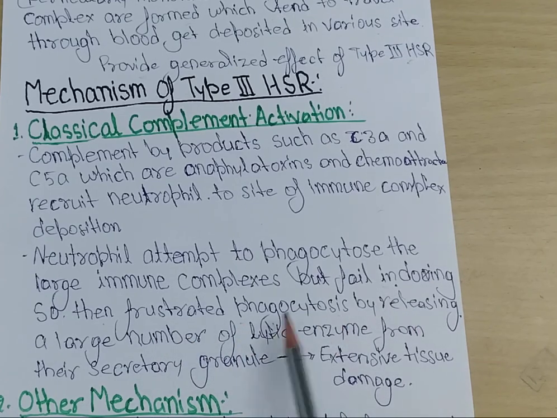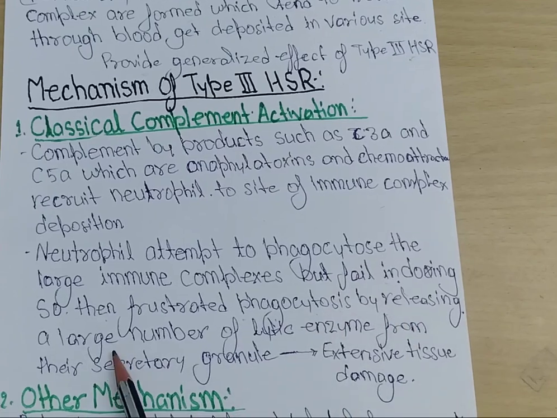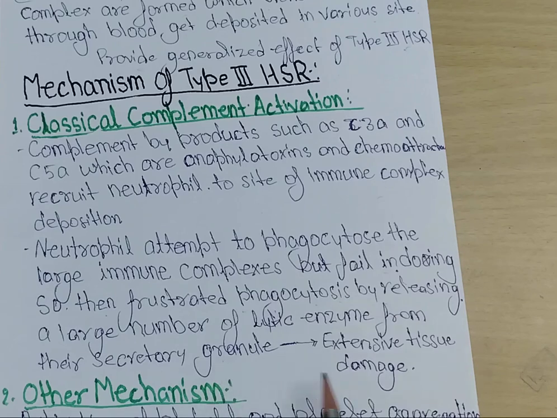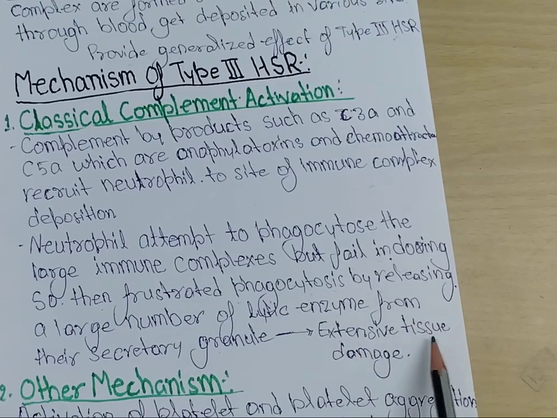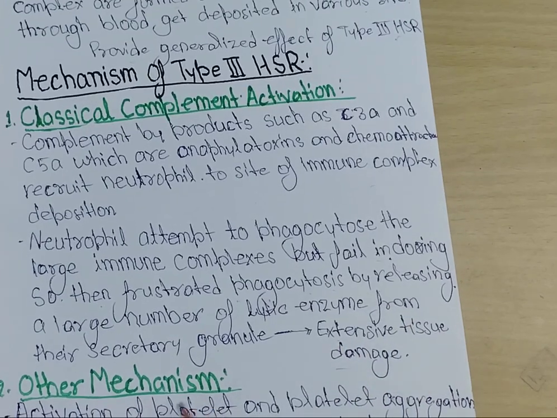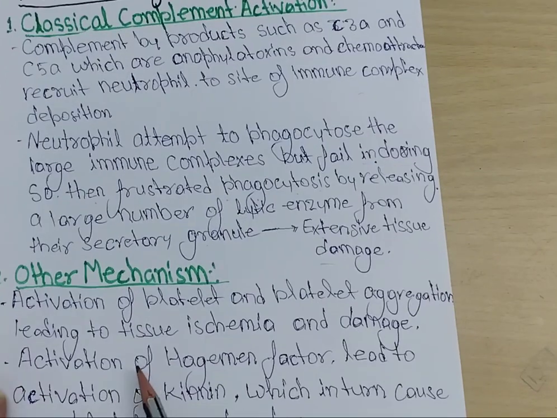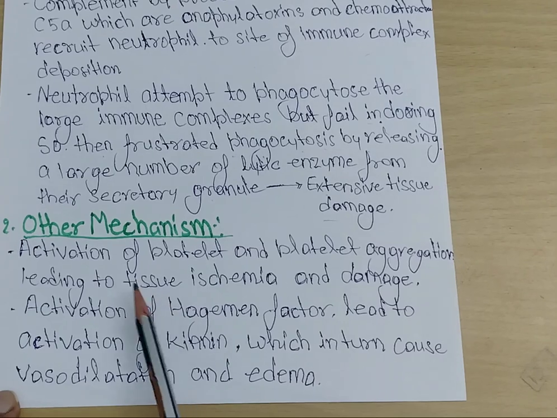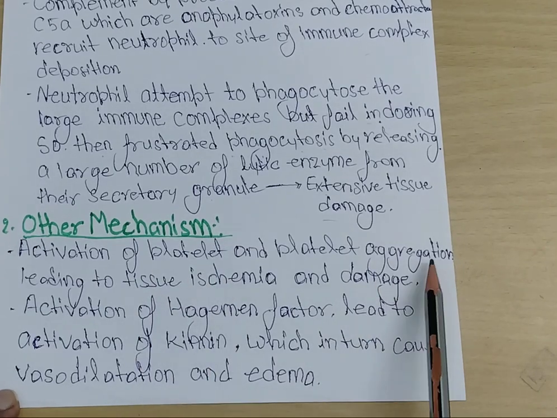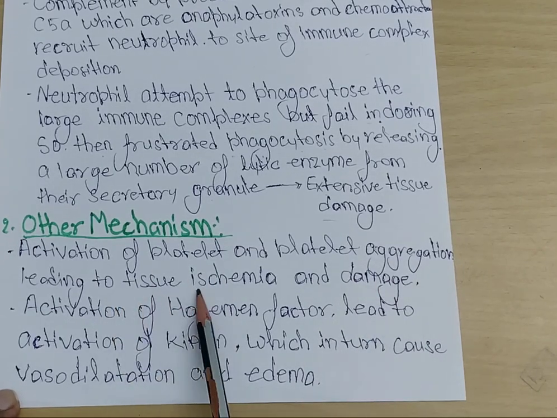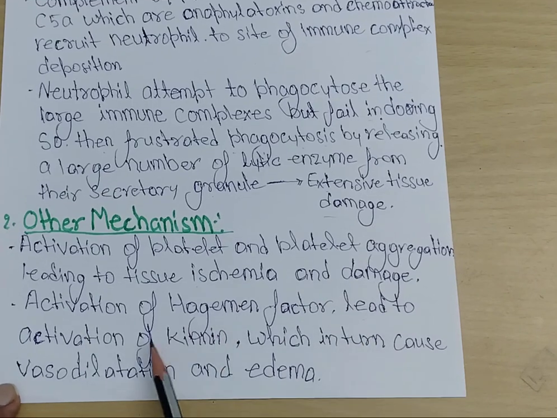Then the frustrated phagocytic cells release a large number of lytic enzymes from their secretory granules, and extensive tissue damage takes place. The other mechanism is activation of platelets and platelet aggregation, leading to tissue ischemia and damage. Activation of Hageman factor leads to activation of kinin, which in turn causes vasodilation and edema.